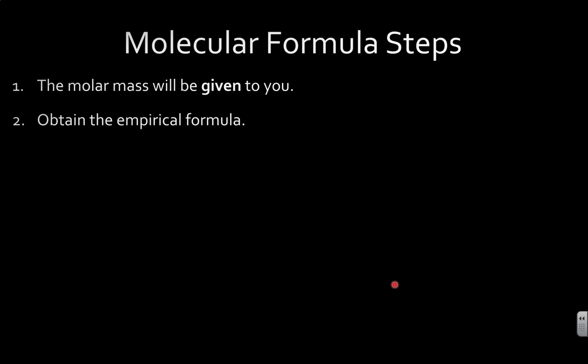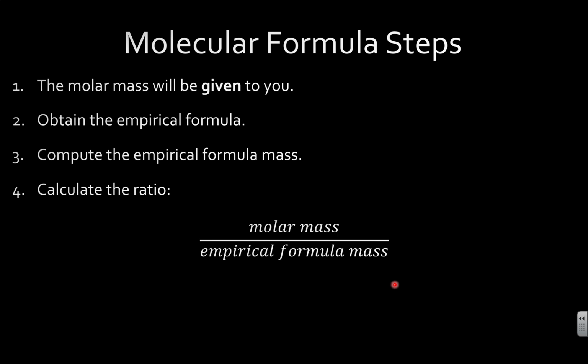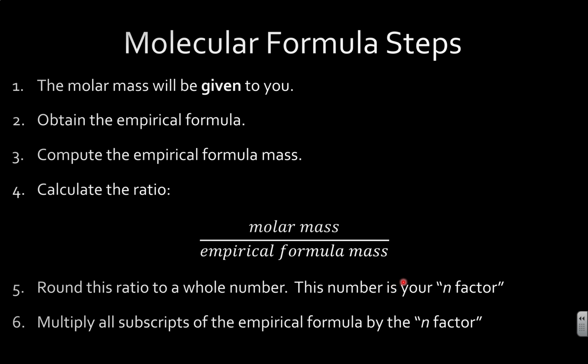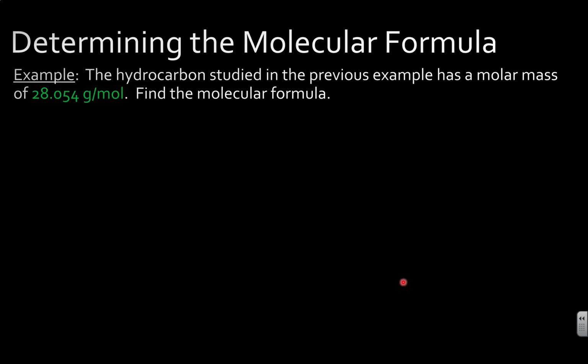So to find the molecular formula, you have to find the empirical formula first. The molar mass will have to be given to you in the problem. Then you'll obtain the empirical formula, compute the empirical formula mass, calculate the ratio of molar mass divided by empirical formula mass, and round this ratio to a whole number. This number is your end factor. You'll multiply all the subscripts in the empirical formula by that end factor, and that will be your molecular formula. So let's take the previous example.